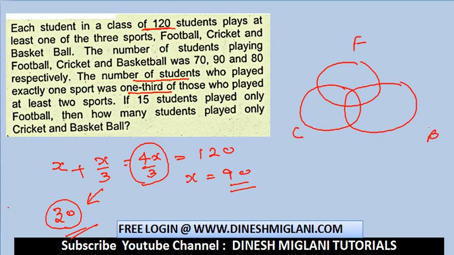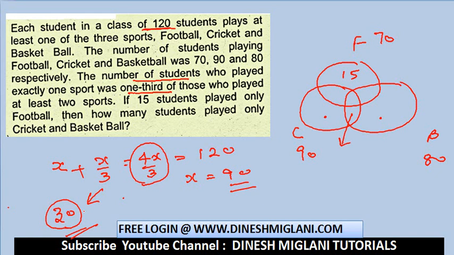cricket and basketball. Football is 70, cricket is 90 and basketball is 80, right? And 15 played only football. So this number is 15, that is given to us, and 30 played 1/3 of the at least two sports. ठीक है, so here I can say 30 is the sum of this and this, right? And 15, and what I have to answer is only cricket and basketball. This thing we have to find out, right? So this result we have to find out.